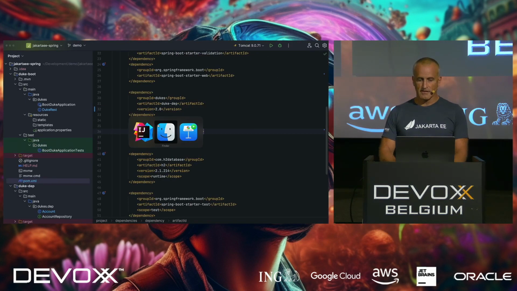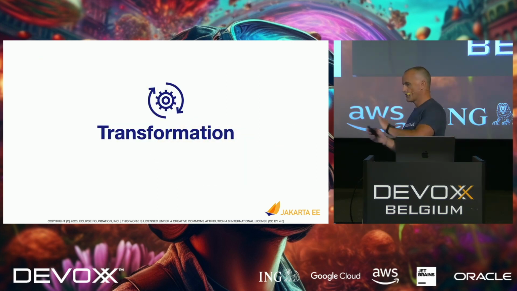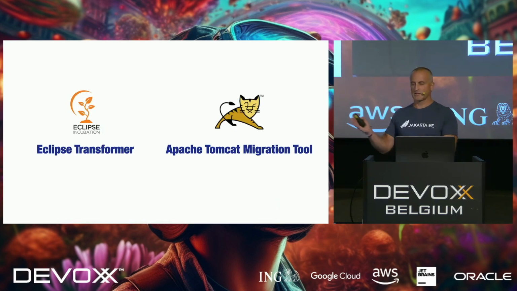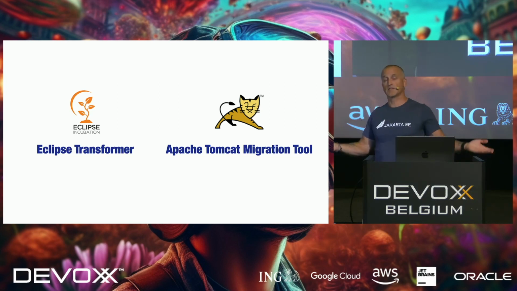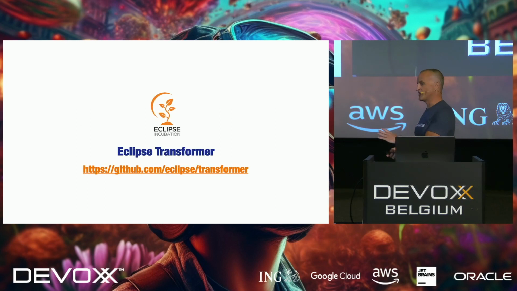Well, luckily, there are some tools to help us. And we have a technology called transformation. And there are two open source tools that are equally good. It's the Eclipse Transformer, and it's the Apache Tomcat migration tools. And there are also some other stuff out there, but these two were created for Jakarta EE, but Spring developers can benefit from it, because after all, Spring developers are Jakarta EE developers as well. And the Eclipse Transformer is the one I'm going to use here.